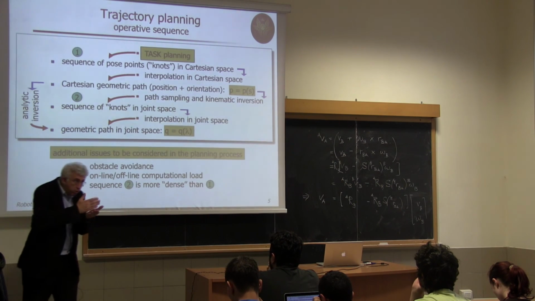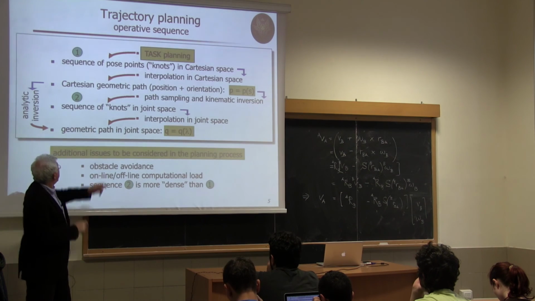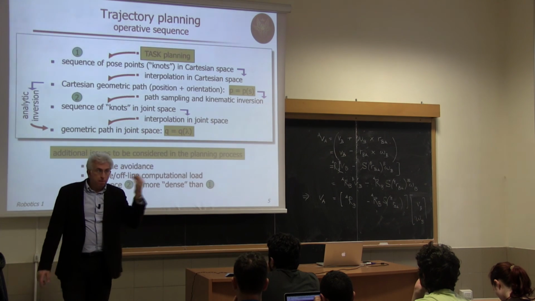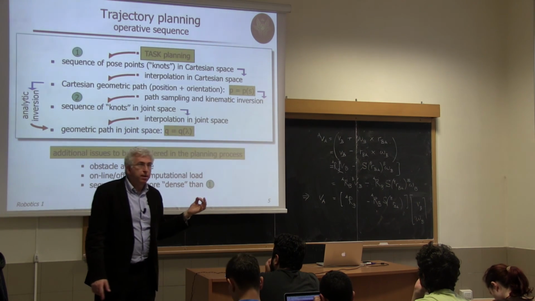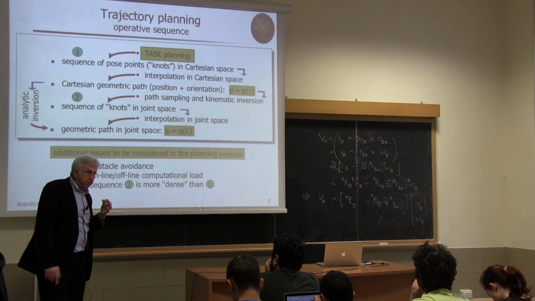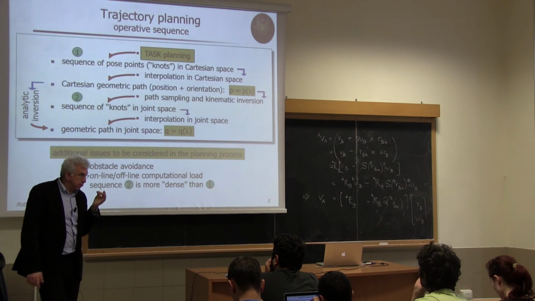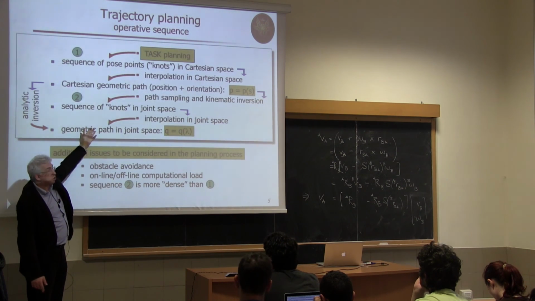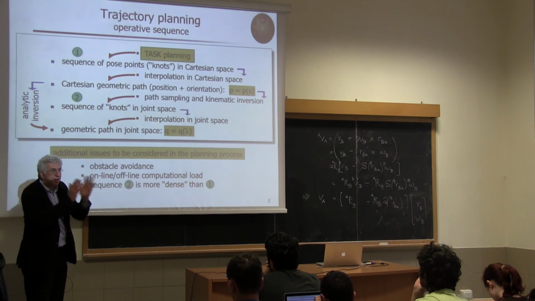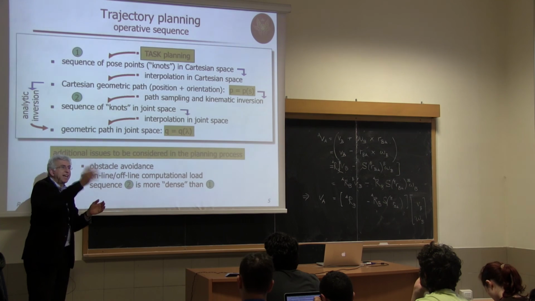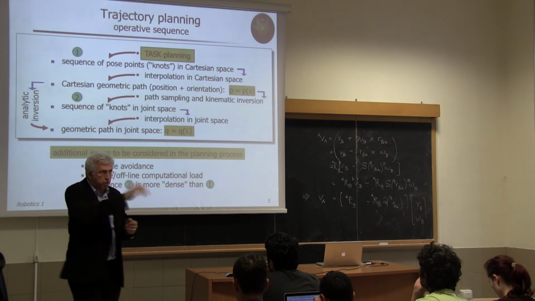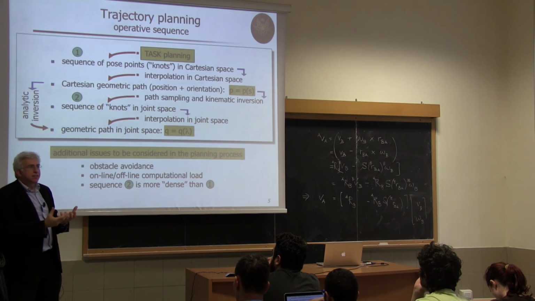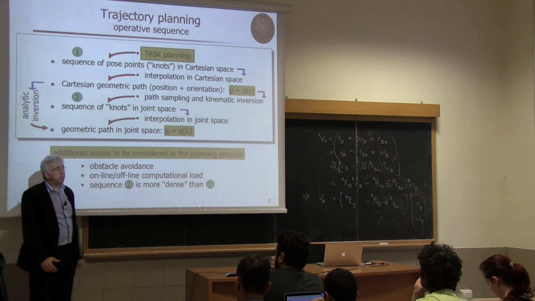Why are you doing this? Because you want to be more fine. Okay? So from this continuous geometric path, you do path sampling, and for each pose out of this Cartesian path, you do kinematic inversion. So you generate a knot in the joint space, okay? So you have a sequence of knots in the joint space, and now these are separated because you have not inverted any possible point from the Cartesian space. You have just selected some points. Now you have to join these knots in the joint space, so now you do an interpolation in joint space.